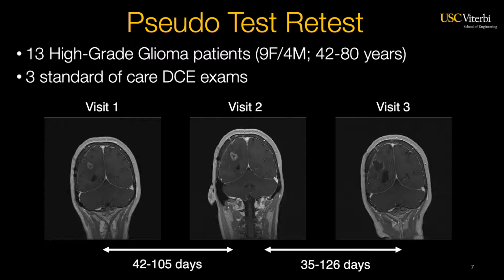Specifically, we used a dataset of 13 high-grade glioma patients, 9 of which are female and 4 male, and all patients are between 42 and 80 years old. Each patient received 3 standard of care DCE MRI exams, spaced between 35 and 126 days apart. Shown here is the progression of a tumor on a T1 weighted post-contrast image to illustrate typical tumor change in that time frame.